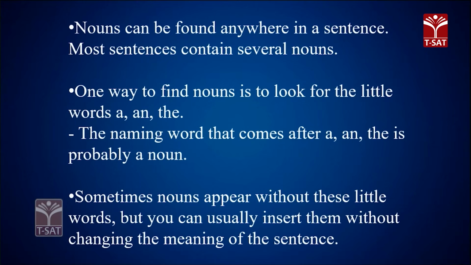I will give you a little bit of a clue to identify the noun here. One way to find a noun is to look for the little words that we call articles: a, an, the, something like that, right. The naming word, the noun which comes after a, an, and the, is probably a noun. This is one thing that you can remember. Nouns are followed by articles a, an, or the. This is one clue I can give you. But at times you might not have these words, right?